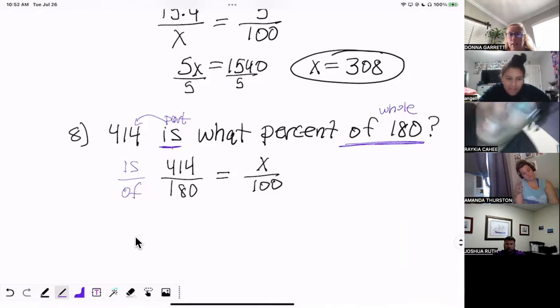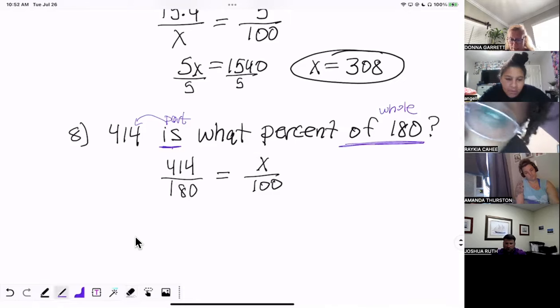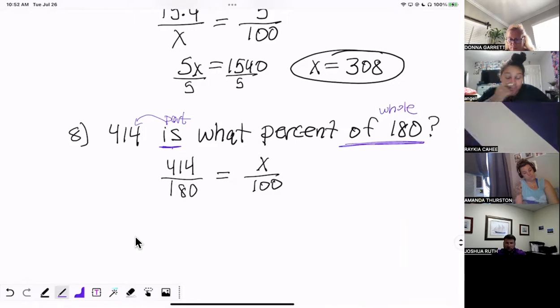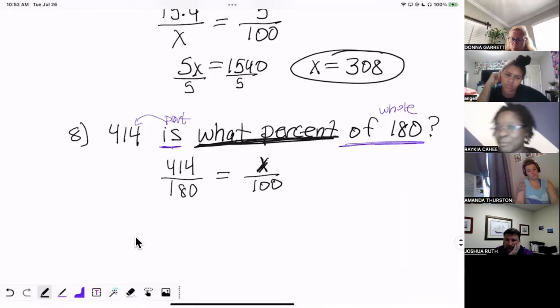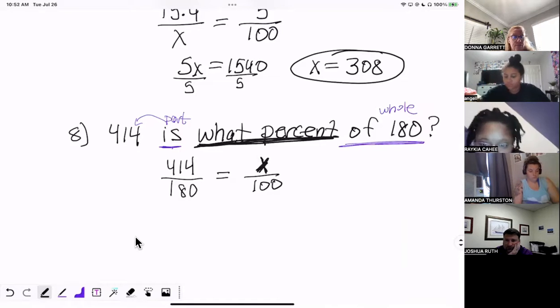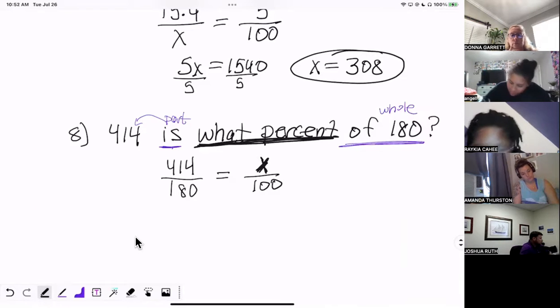So yes, as you can tell, I got the 414 and the X backwards. Oh, okay. So then this is what you want to look for. You're looking for what percent. That's why the X is on top. That's your percent, X. Okay, go ahead and finish it. See what you get. And it should be a number bigger than 100.